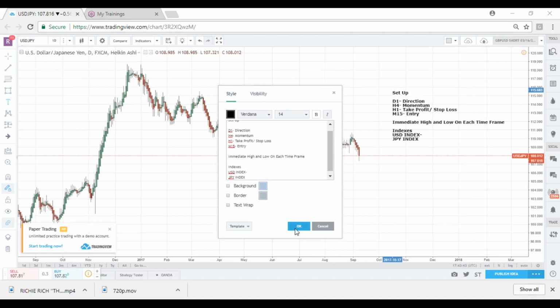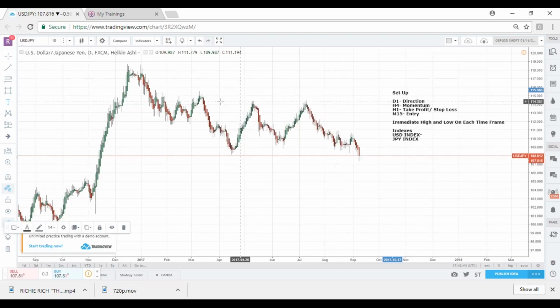So before we get started on the setup, what I'm going to do is I'm going to check each one of these indexes on tradingview.com. Let me show you, let me take this screen off here so you can see my full screen.